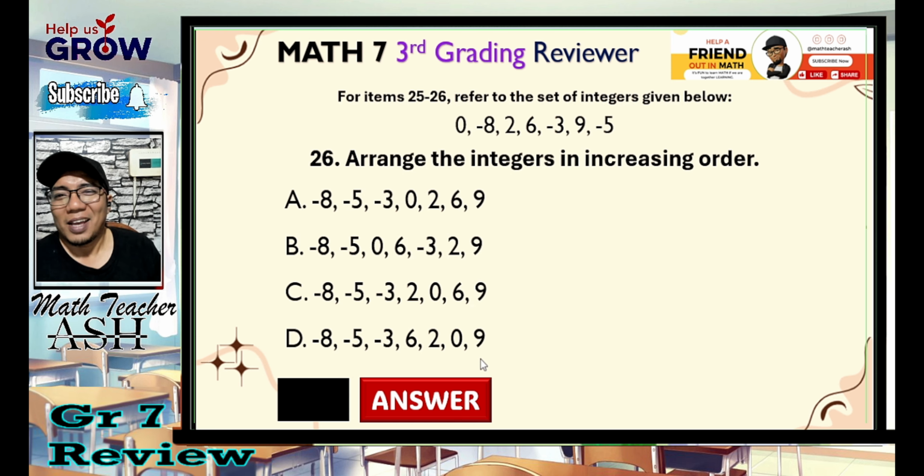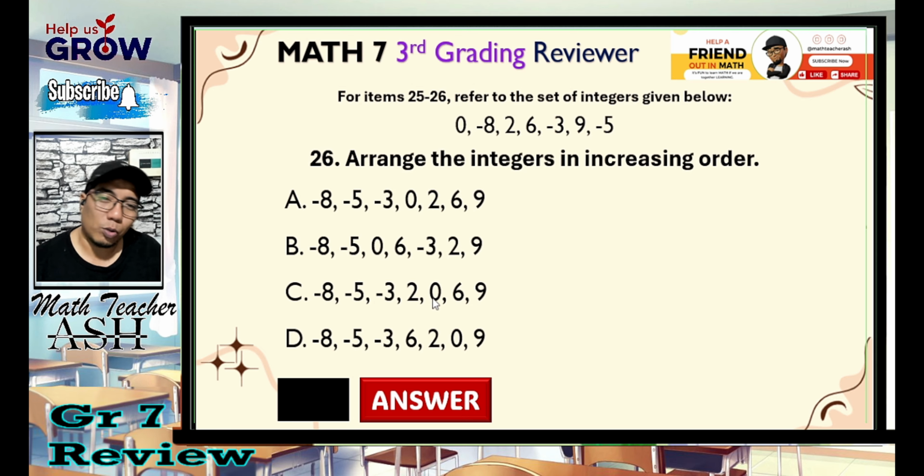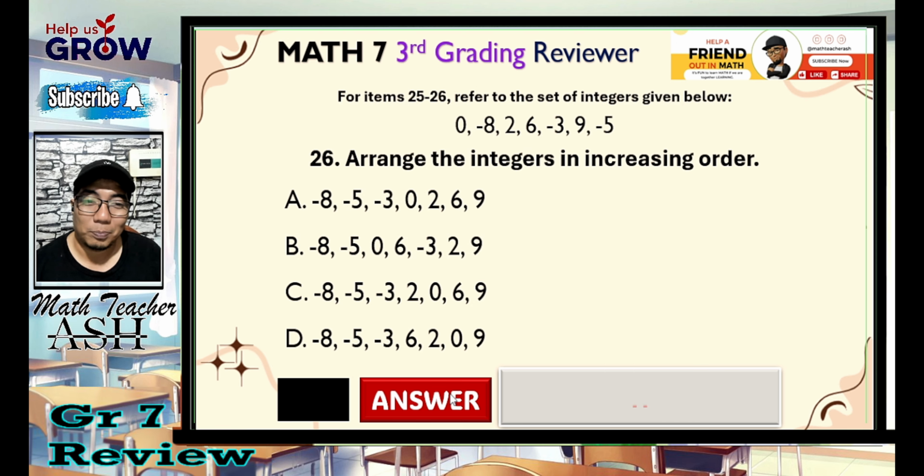However, the increasing order that is being correctly listed here is, of course, letter A. Still letter A. Why? Because in letter C, as you can see, we have here negative 3 to 0, so 2 is not increasing in this order. 2 going to 0. And here we also have the 6 going to 2. So therefore, letter A is the correct answer.